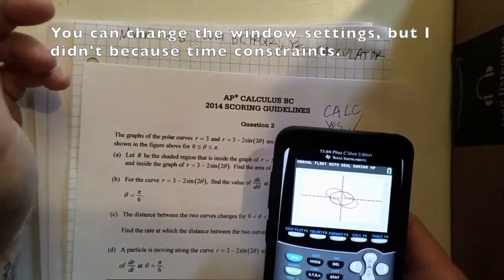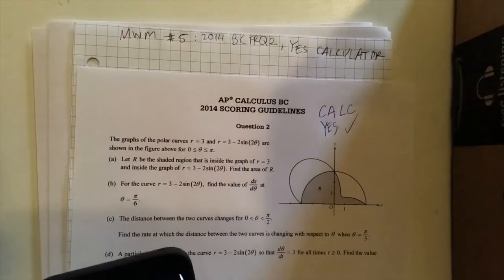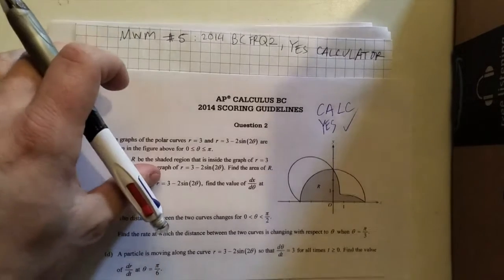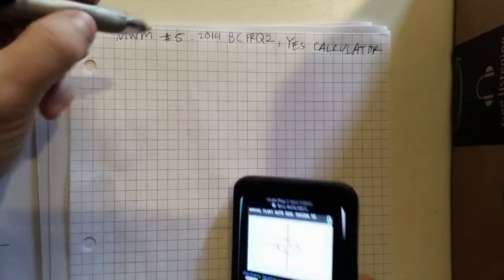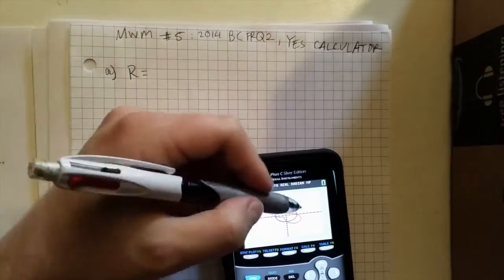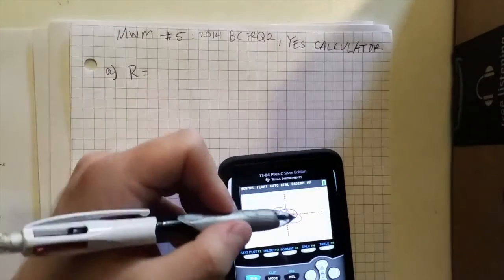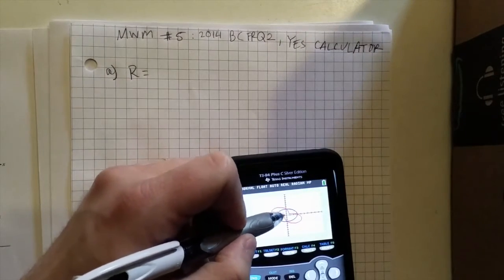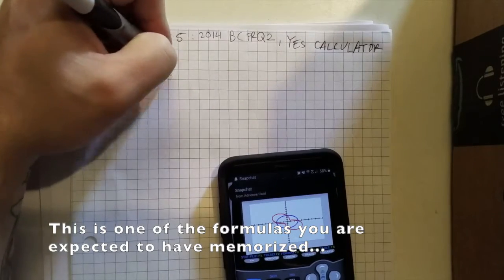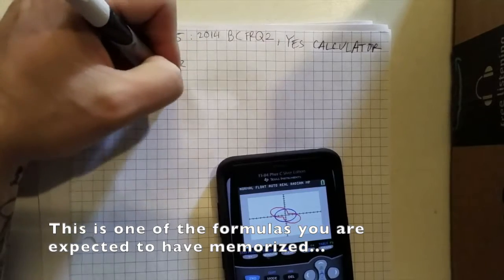Alright, so question part A is: let R be the shaded region inside r equals 3 and inside r equals 3 minus 2 sine 2 theta. Find the area of R. So, first things first, A. R equals. We have a full quarter circle in the second quadrant with a radius of 3. So we have pi times 3 squared, and then we're dividing that by 4.